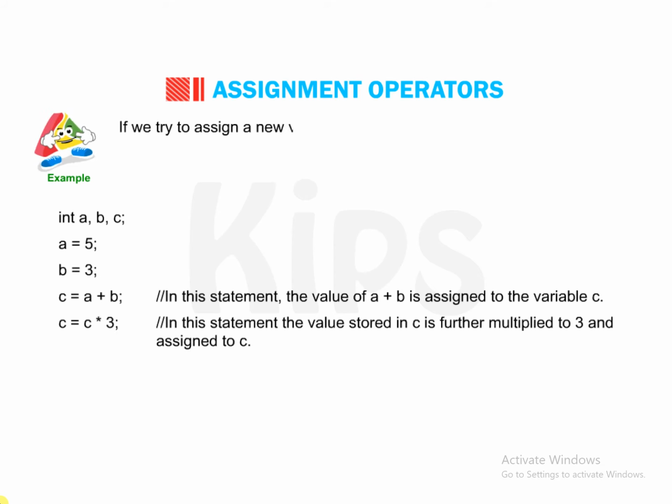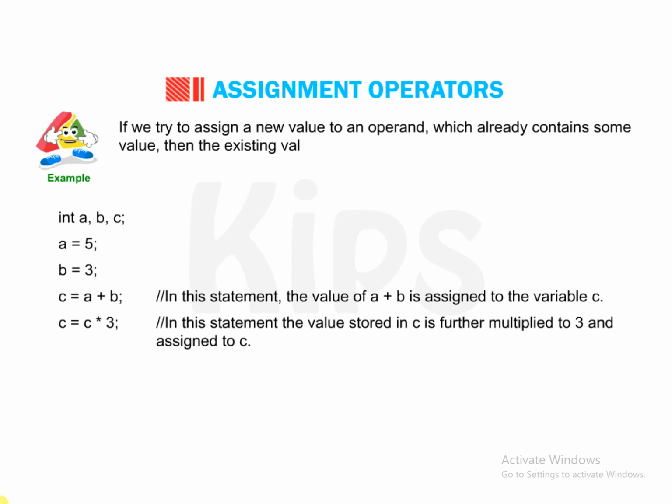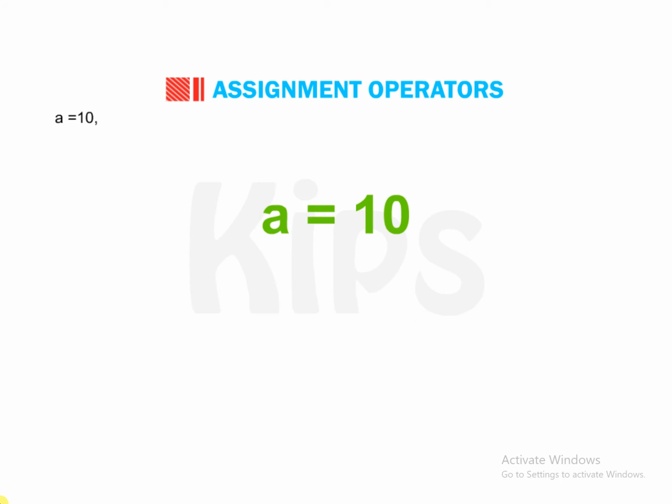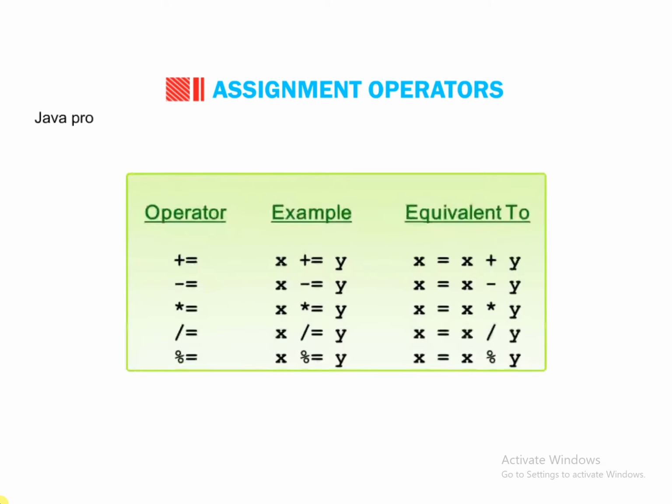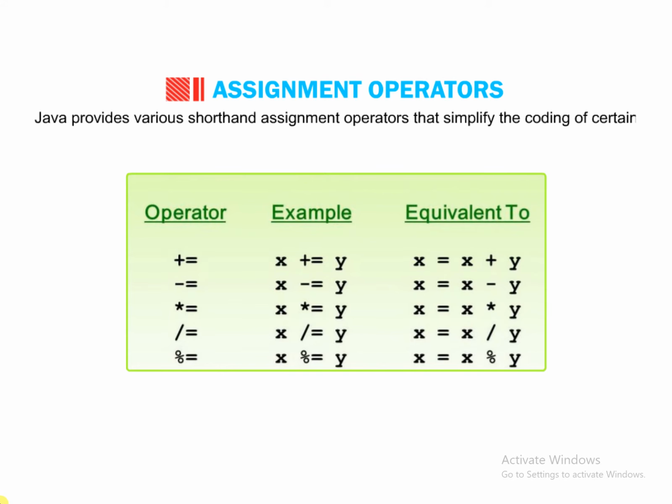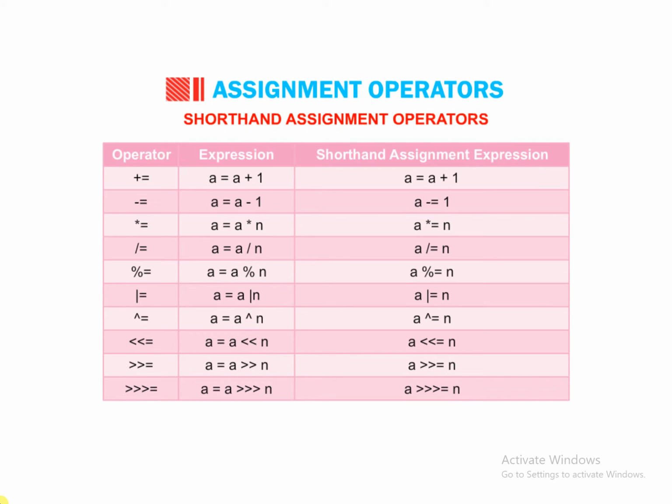If we try to assign a new value to an operand which already contains some value, then the existing value will be replaced by the new one. a = 10, b = 20. If we write an expression a = b, then the value stored in a, that is 10, will be overwritten by b, that is 20. Java provides various shorthand assignment operators that simplify the coding of certain types of assignment statements. Shorthand assignment operators.